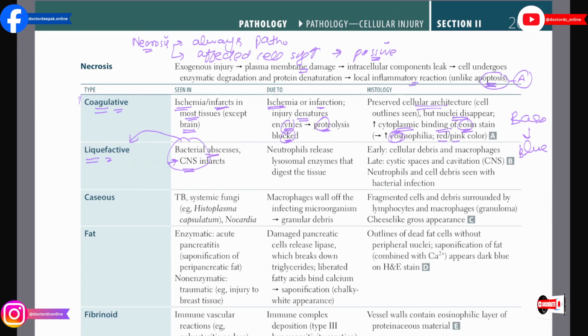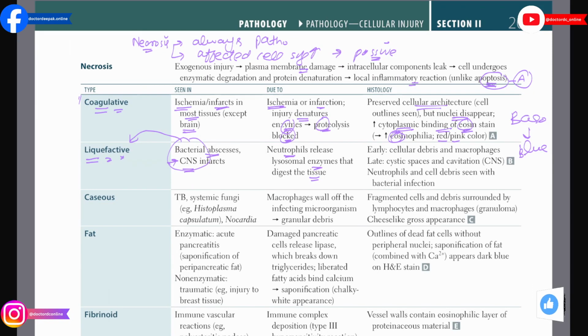Now, why is liquefactive necrosis going to happen? In liquefactive necrosis, basically the neutrophils release different kinds of enzymes. Those enzymes go and digest the tissue, they digest the proteins. So in liquefactive necrosis, the enzymes are not denatured. Enzymes are released and they go and damage the tissue. And when the tissue gets damaged, its cell structure is not preserved. In liquefactive necrosis, you will see there is no preservation of cell structure or cell shape. You have to keep this in mind. This is an important difference.